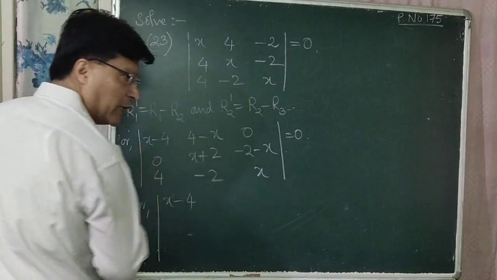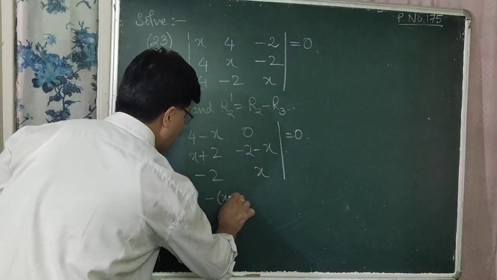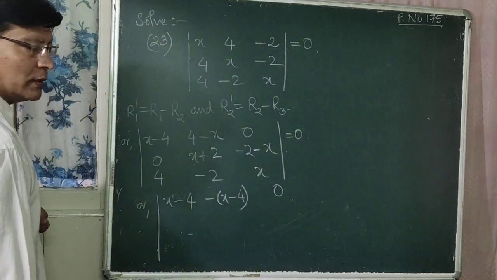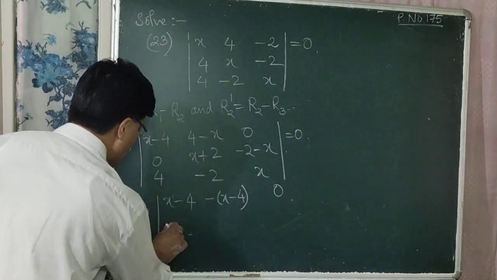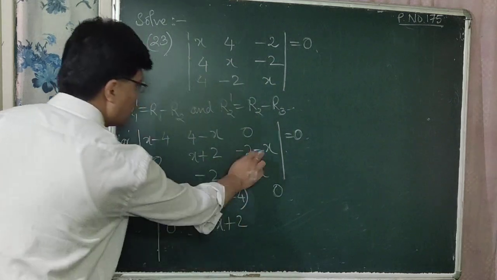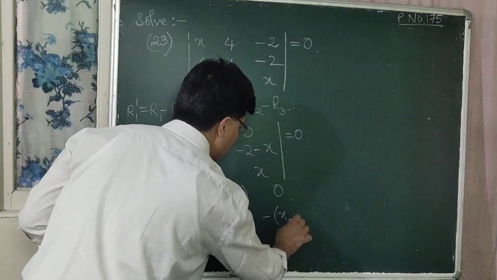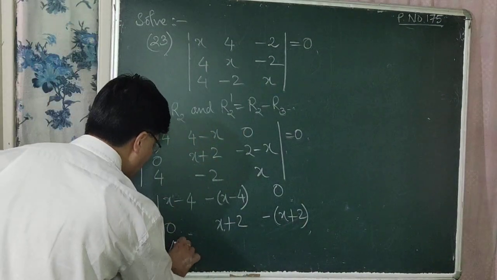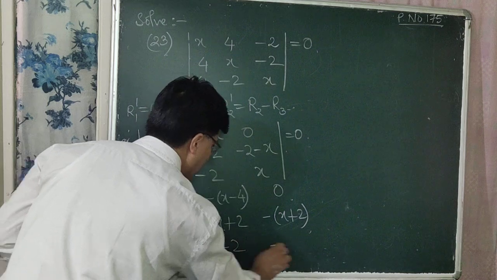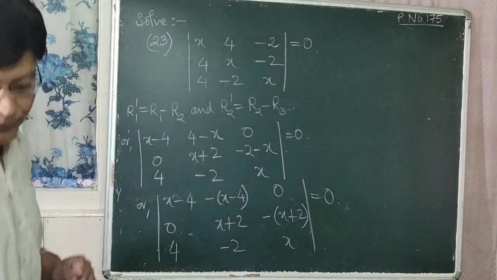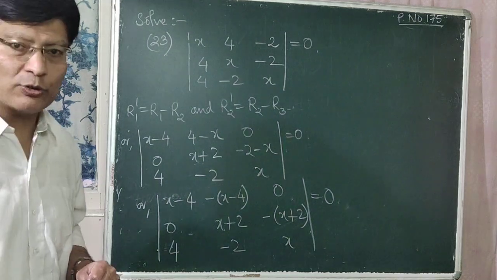Let us take common here, minus. Within bracket, what do we have? x minus 4, then this is 0. Next, what is the second row? It is 0. Then x plus 2, here also minus is taken common. Within bracket, you can write x plus 2. What is the third row? 4, this is minus 2x, which is equal to 0. Is that clear to all of you?